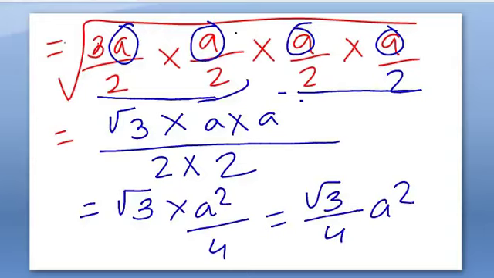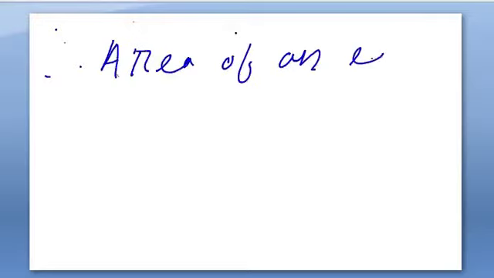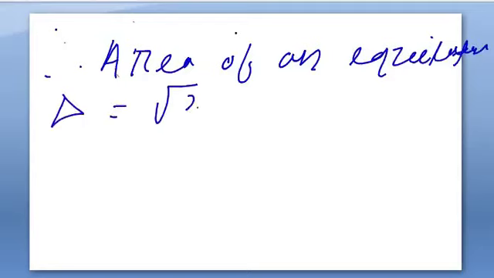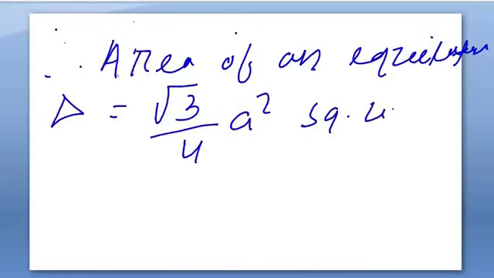Therefore, the area of an equilateral triangle equals root 3 by 4 a square unit.